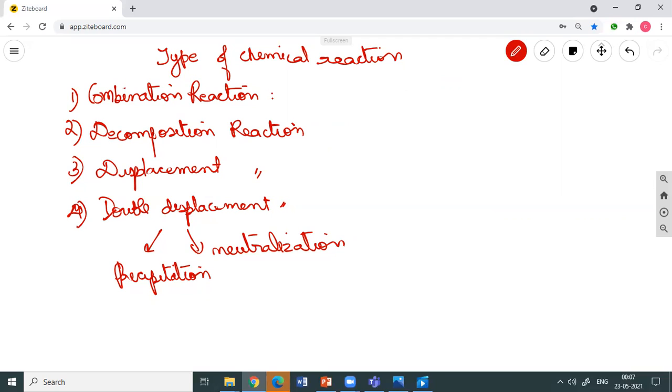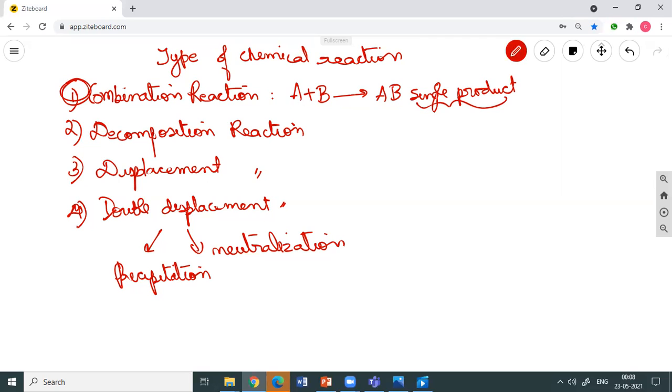So combination reaction, children: here 2 or more reactants combine and form a single product. So A and B, for example, combine, children, and form AB. So AB is a single product here. So always when you see a single product, that means it's a combination reaction. If you see only a single product being formed, that means it's a combination reaction.